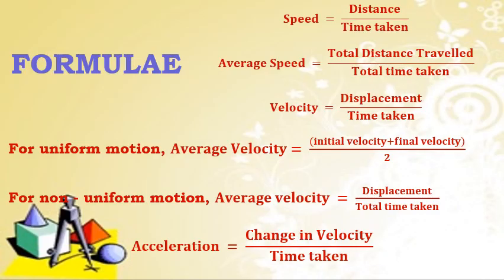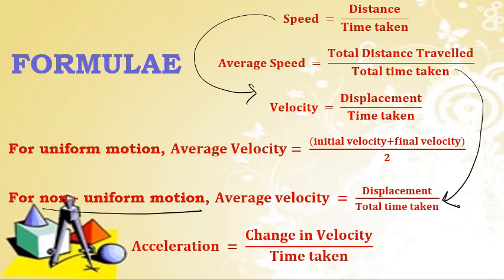So once again, we'll quickly recap the formulas which we've learned. Speed is equal to distance by time taken. Compare this with velocity. Velocity is displacement by time. Likewise, average speed is total distance traveled by total time taken. But average velocity for non-uniform motion will be similar to this, displacement by time taken.